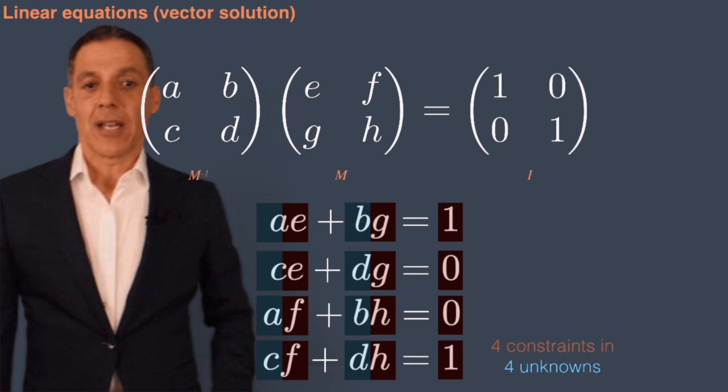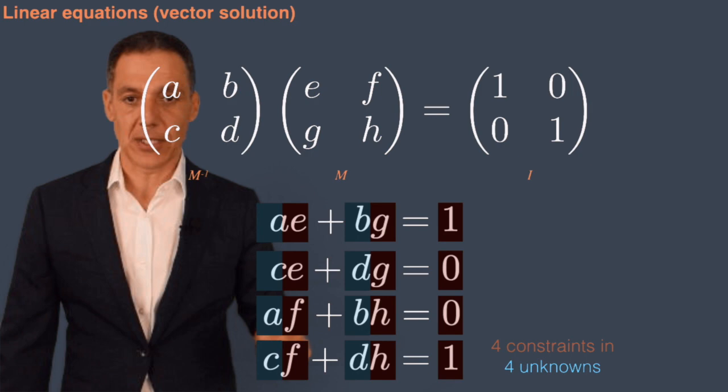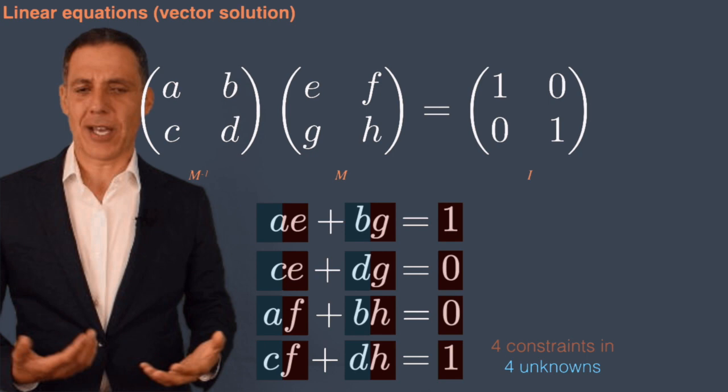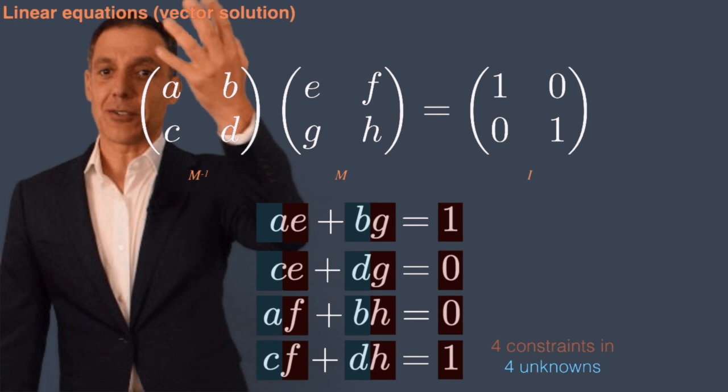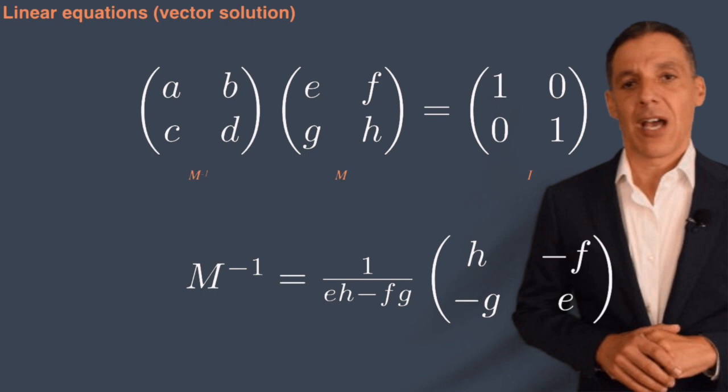So I have four constraints, 1, 2, 3, 4, in four unknowns, A, B, C, D. That's a system of linear equations, and there's this sort of perverse recursion here almost, that we are setting out to figure out how to solve a matrix inverse to solve a linear system, and to do that, I have to solve a linear system with four constraints and four unknowns. I'm not going to walk through how to solve that for you. I'm just going to give you the matrix inverse, but it's actually relatively straightforward to do.